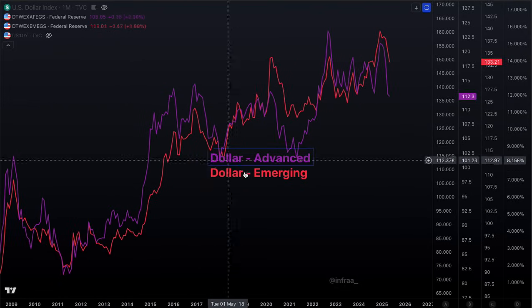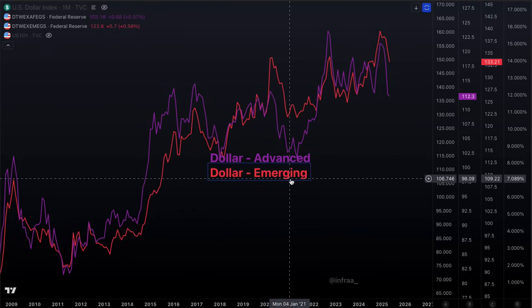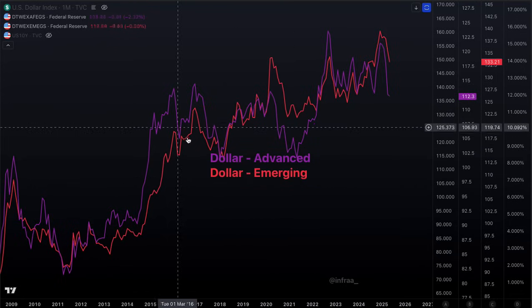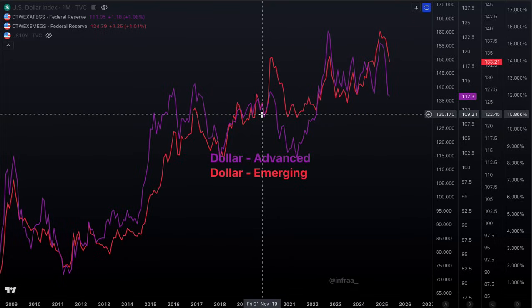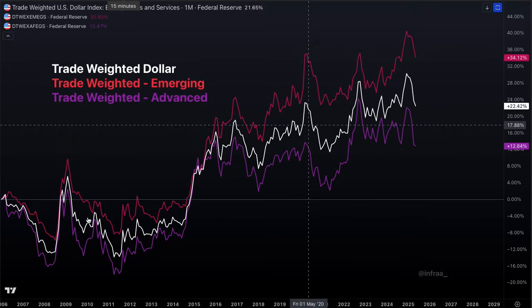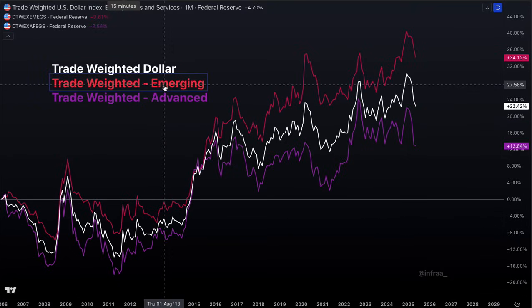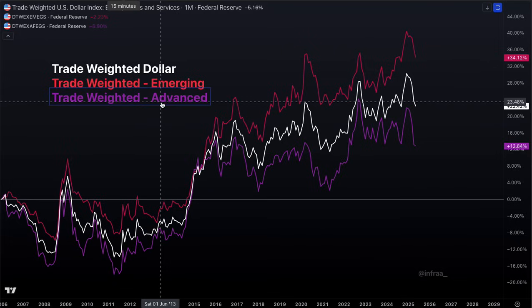Well, here is the advanced economies in purple, and then the dollar versus emerging market currencies. You can see the correlation is very tight. It almost looks basically like the same line. This is only by direction of travel. So here we can look at the relative performance since 2006 of the dollar versus emerging market currencies in red and advanced countries' currencies in purple.